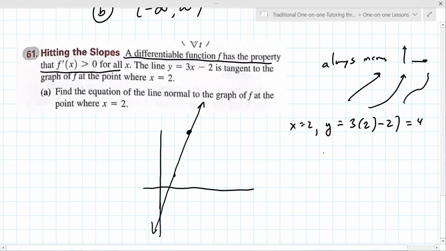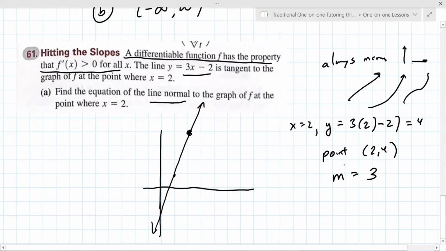Okay, so we know it goes to the point (2, 4). The tangent line always touches at that point, and we know the slope. What's the slope of the line? 3. Okay, so now we want the normal. The normal is obviously 90 degrees.